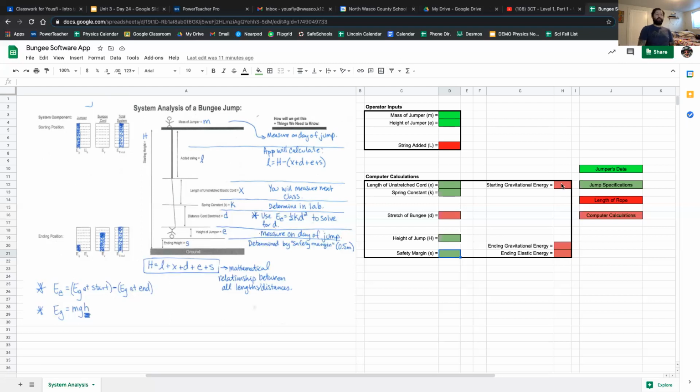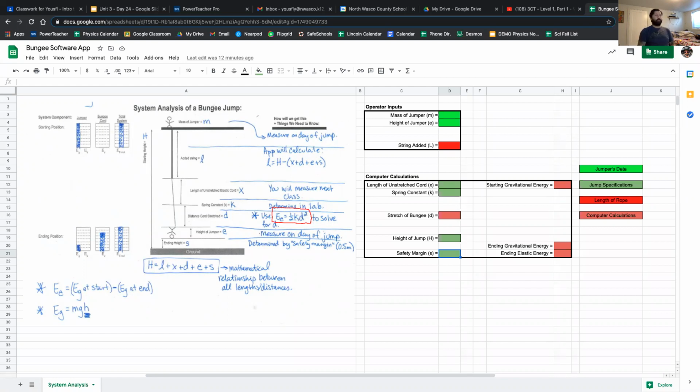We need the starting gravitational energy and the ending gravitational energy to get our elastic energy, because we know from the law of conservation of energy that our elastic energy is the starting gravitational minus the ending gravitational. And we need that elastic energy so that we can calculate the distance stretched using our elastic potential energy equation here.